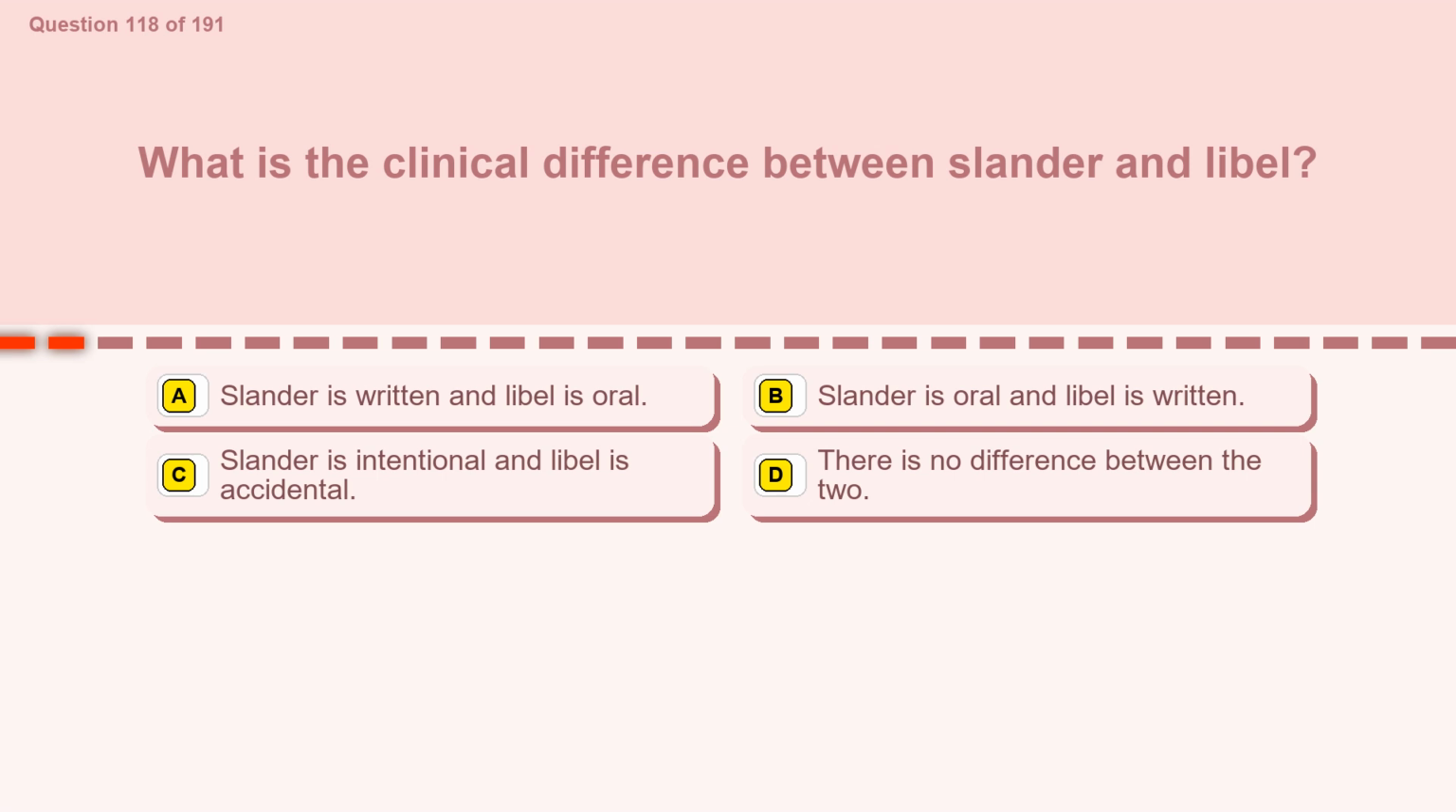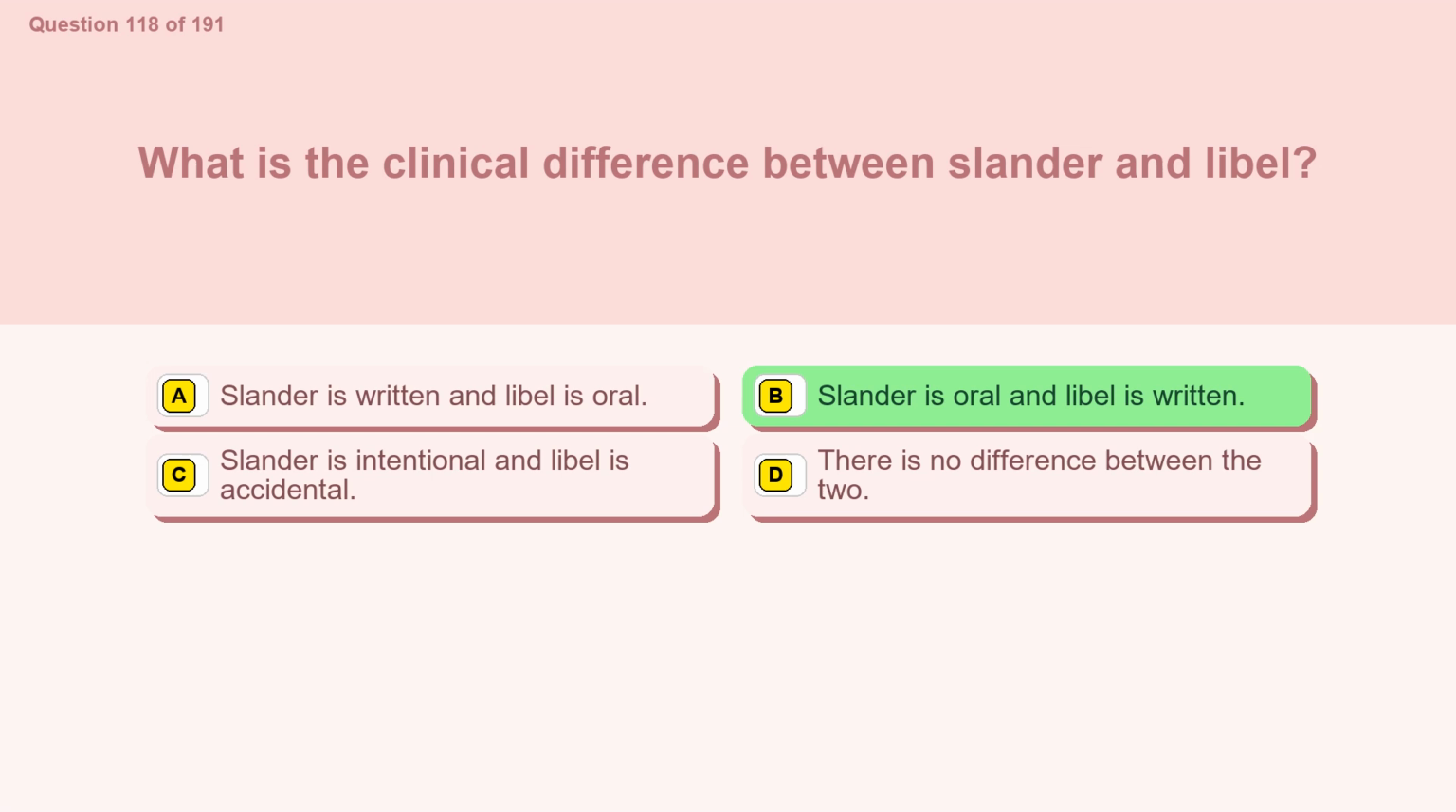Question 118. What is the clinical difference between slander and libel? Option A. Slander is written and libel is oral. Option B. Slander is oral and libel is written. Option C. Slander is intentional and libel is accidental. Option D. There is no difference between the two.